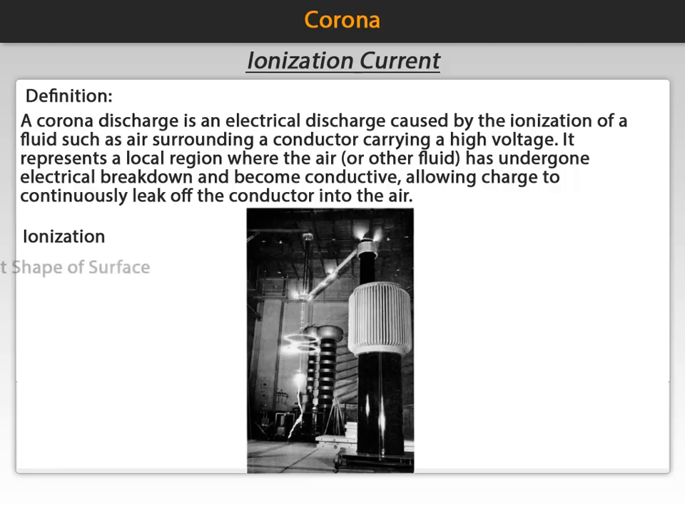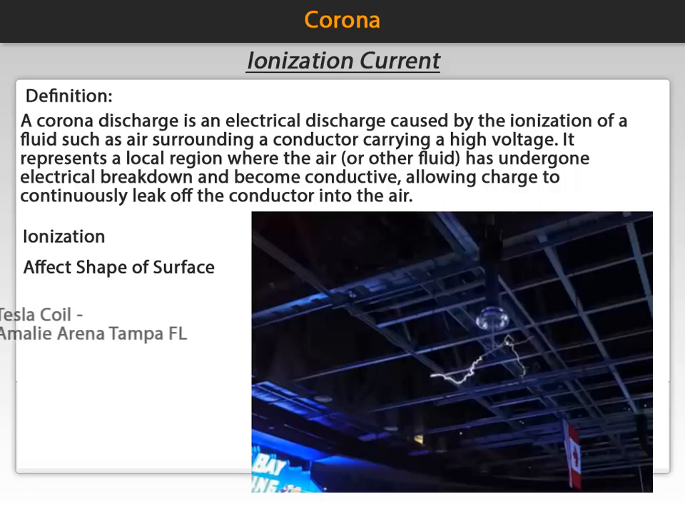The shape of the energized surface can affect the ionization. Smooth surfaces are less likely to produce ionization at a given voltage level. A great example of this is the discharge of a Tesla coil. Here is a photo of a Tesla coil at the Amalie Arena in Tampa, Florida. Quite a display when the Tampa Bay Lightning score a goal.